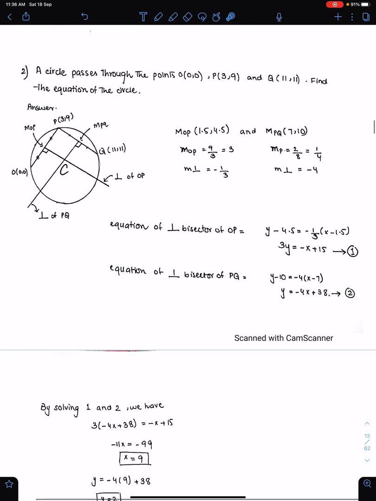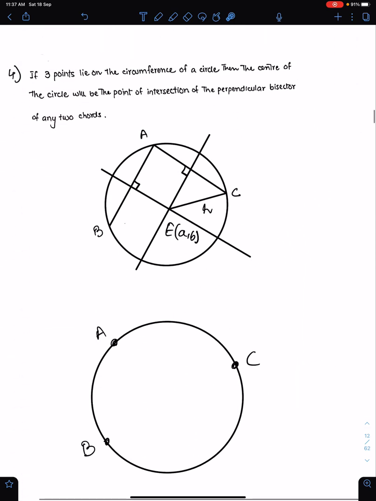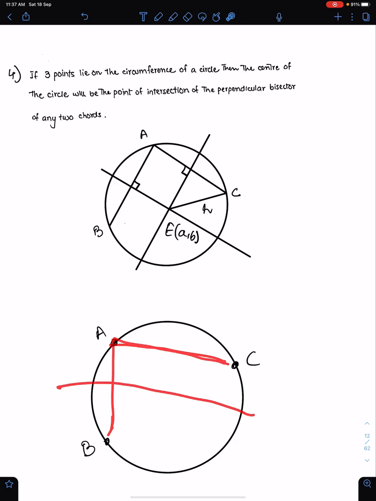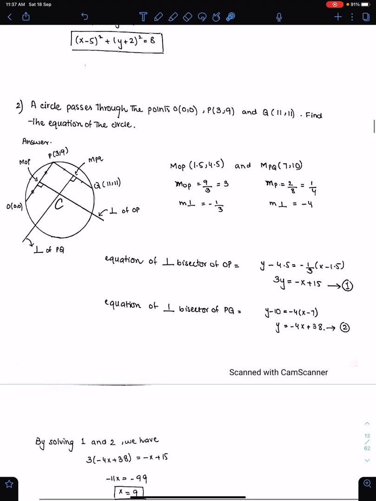Number 2. A circle passes through 3 points. Find the equation of the circle. We have done this concept here. Whenever we have 3 points on the circle, we will draw any 2 chords and then we will draw their perpendicular bisectors. And the center will always be the point of intersection of the bisectors. So this is an important question.